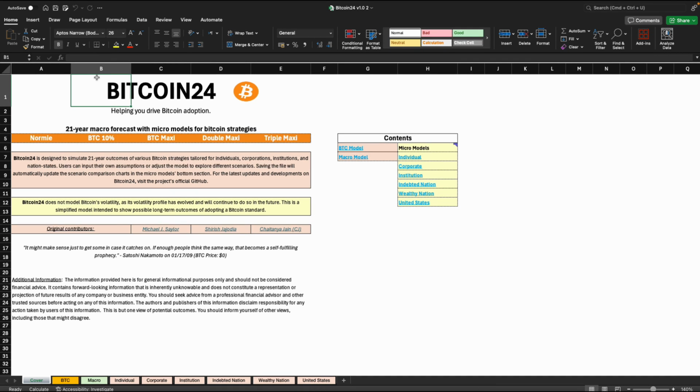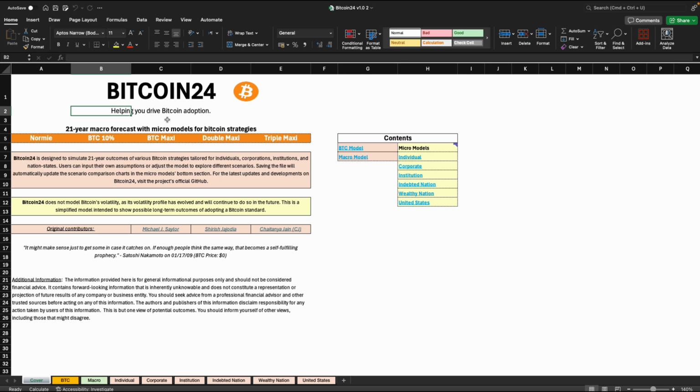You can see it here. I'm just going to read quickly what this file is about, what this project is aimed at, and what it actually does. It is called Bitcoin24, and it says here that it's helping you drive Bitcoin adoption. I think the main idea for Saylor to do this is to give us a framework to work with.